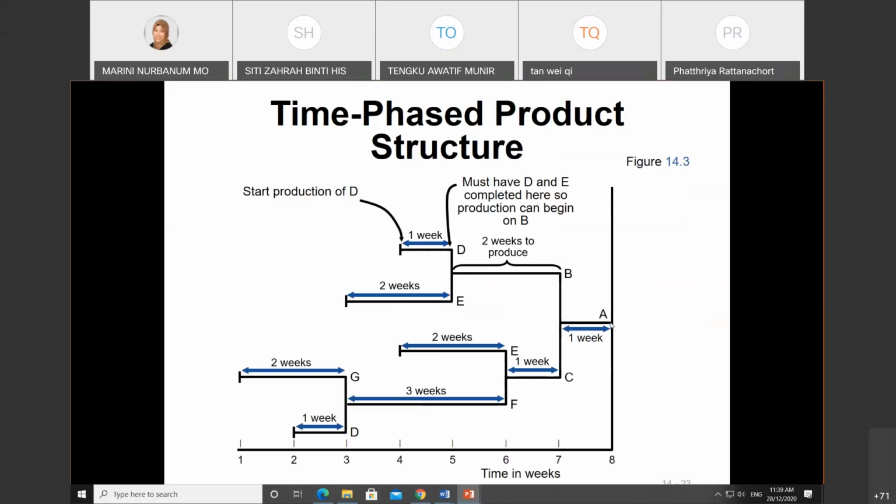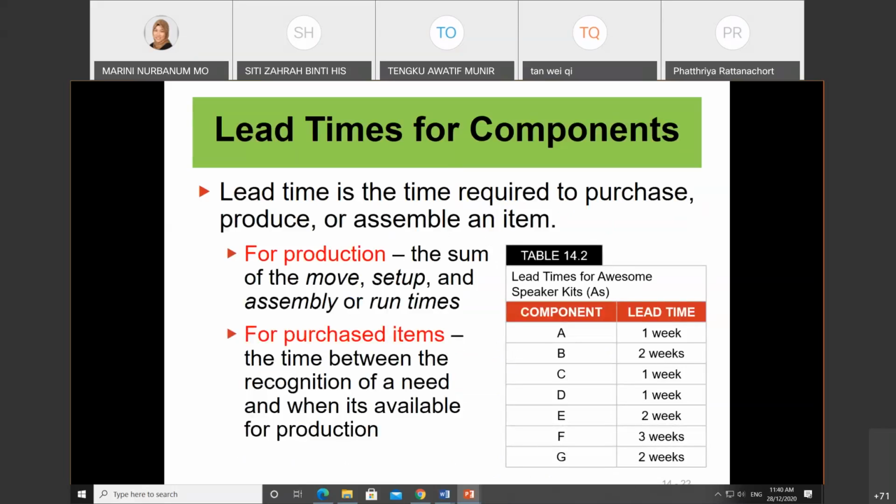So A takes 1 week to do. So you need to draw the line to start finish product B and C in week 7. So refer to your lead time here. Okay, so you notice B is 2 weeks.